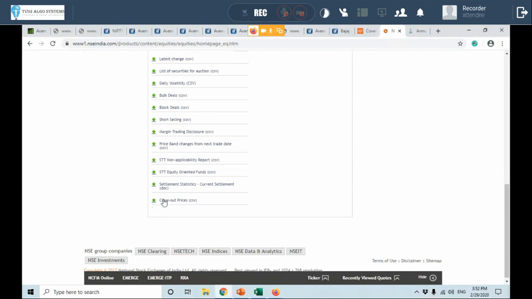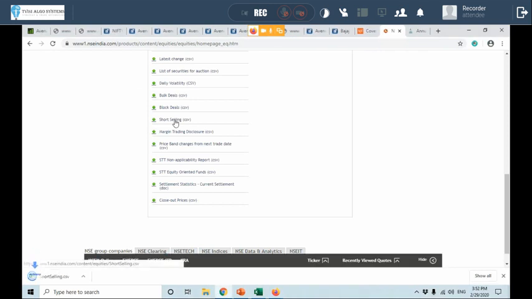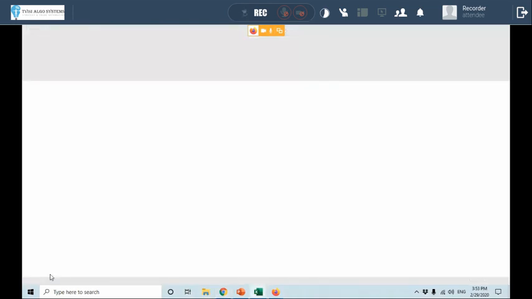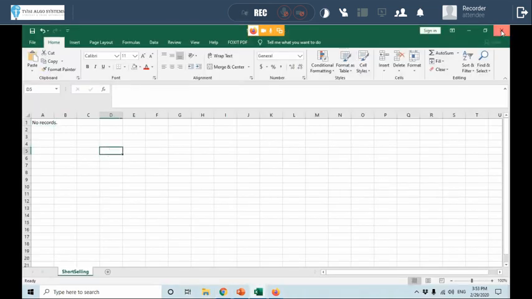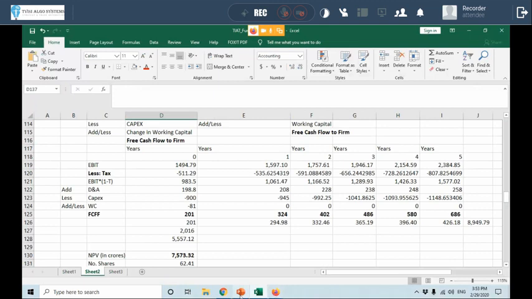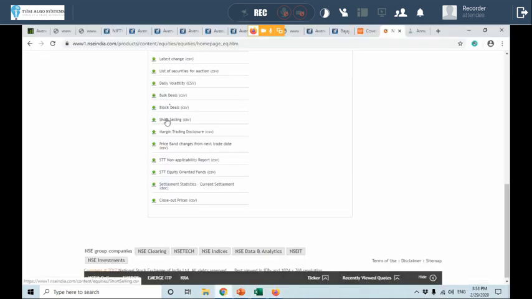Okay, now let's start. Closeout prices, not interested. Settlement statistics, not interested. Price band, margin, no. Short selling. This is what I am interested in. So if you see, no records. Generally, it says in which stocks there is short selling, but this is not given every day. So this data is a little old. Basically, this data is updated say once a week, you will get one week's data, not daily data.